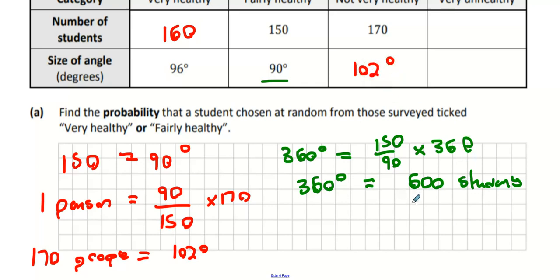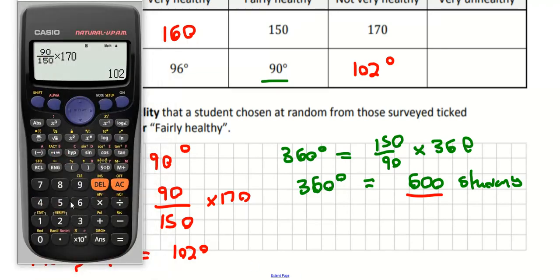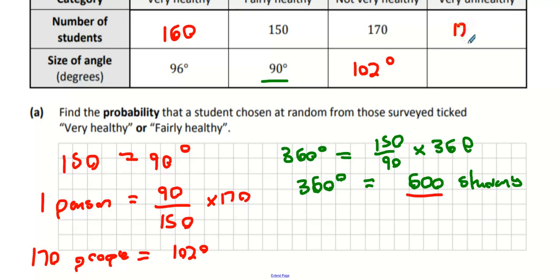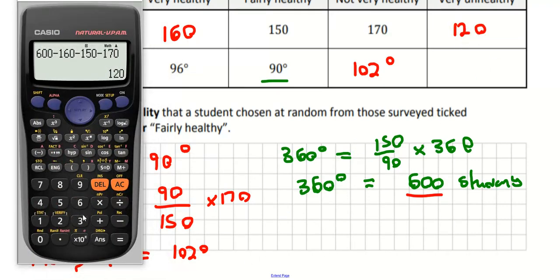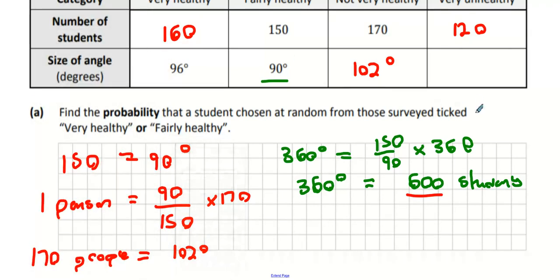Okay. Now we know there's 600 students in total, so we just get 600, take away 160, take away 150, and take away 170. And what we should get there is 120 students odd. So there we go, 120 students odd. Regards the angle, we get 360, and we take away 96, take away 90, take away 102, and we should get 72 degrees.